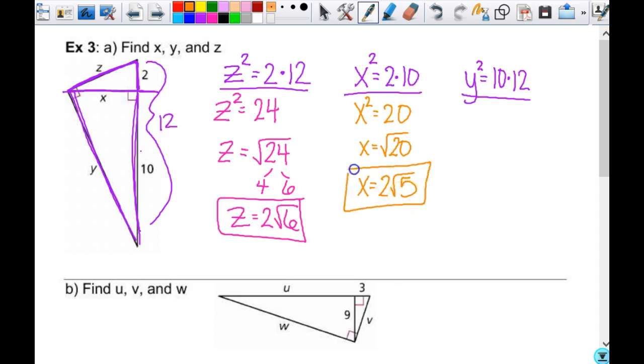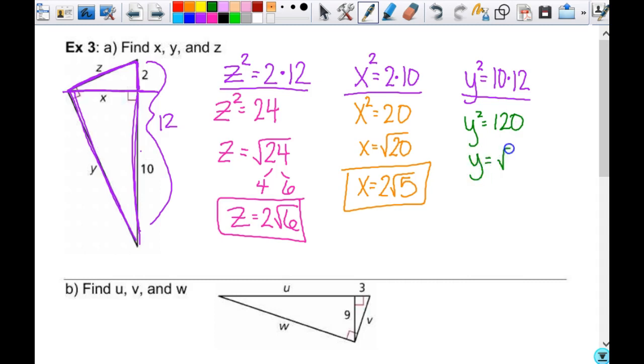So there's x. Good question. I've already answered it. Can anybody help him with that? Jacob. There you go. Right. Since they're side lengths, that's why it's not plus or minus. All right. So then this gives me y squared equals 120.